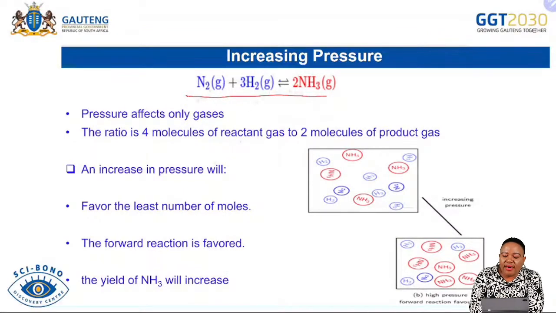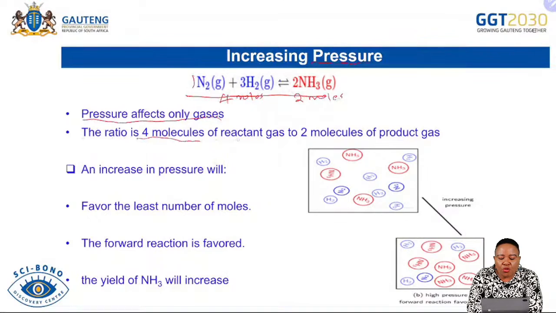So already you can check the number of moles, because we are referring to pressure, and pressure is the one that will look at how many moles are in each of the reaction for it to be favored if the pressure increases or decreases. So this side we have 1 plus 3, which is 4 moles, and then this side we have 2 moles. So we can see that now the number of moles in both reactions are not the same. Therefore, they say pressure affects only gases, as you can see. The ratio is 4 molecules of reactant to 2 molecules of product.